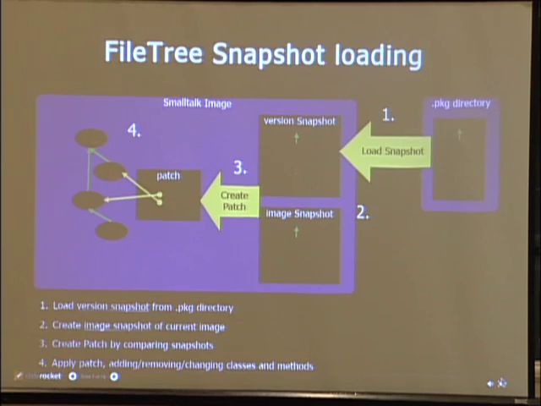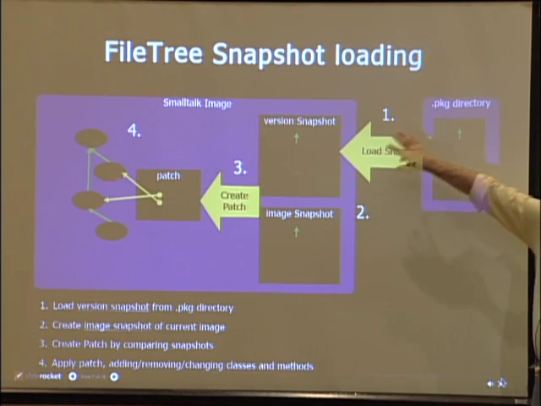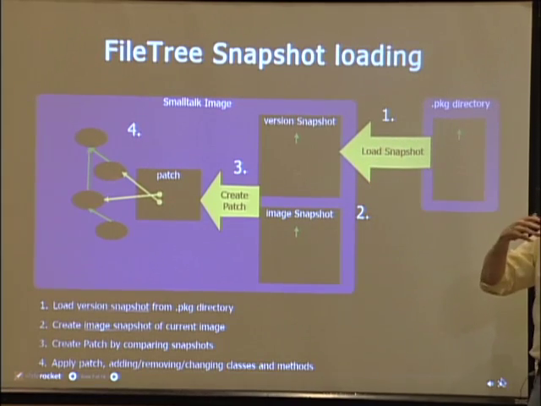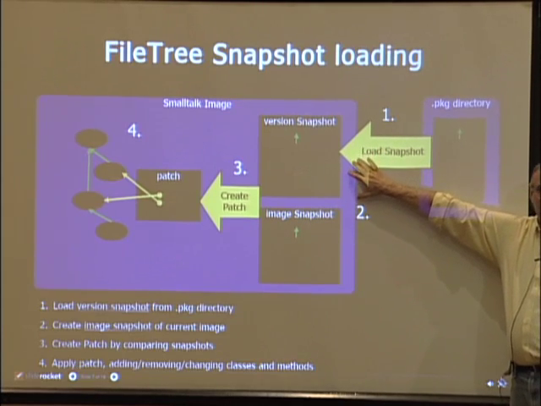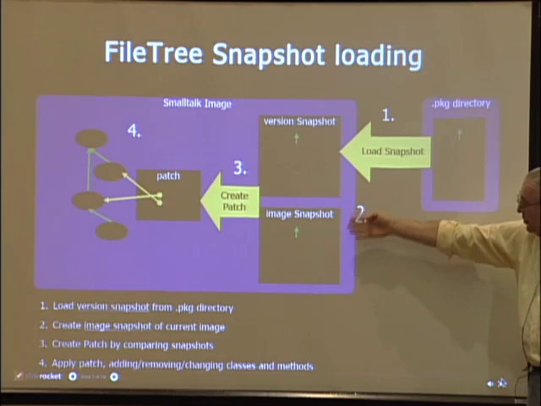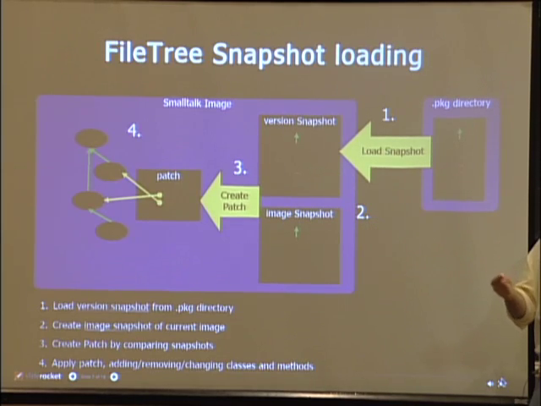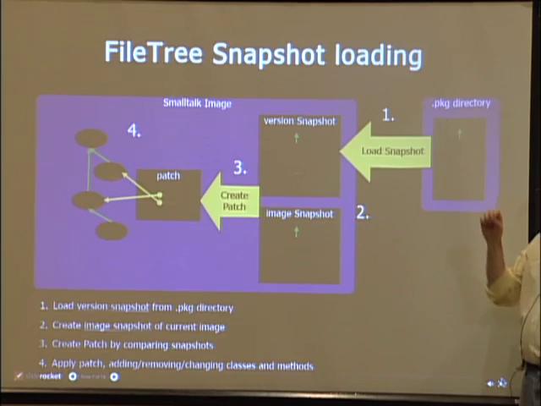Let's see what we got here. Okay, loading. So this is where the naive filing problem gets solved. What's stored in the package directory is a snapshot, a version of a snapshot. You load the snapshot into your image, but you don't file in the code and load the classes, you create definitions. So you have a list of definitions in your version snapshot that came from disk. You create an image snapshot, which is another collection of definitions based on applying the definition of the package against the image.